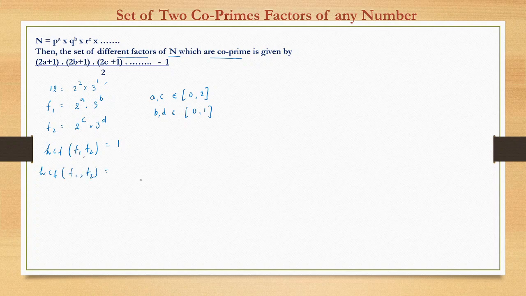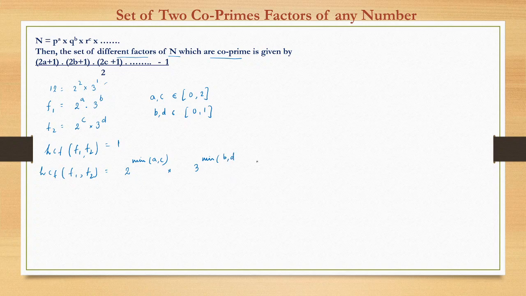HCF can be written as nothing but 2 raised to power, what will be the index? The minimum of A comma C, right? This is the way we find the HCF by prime factorization. We check the prime factor and then take the minimum of the index. Similarly, for 3, the index will be the minimum of B comma D. So this will be HCF, right?